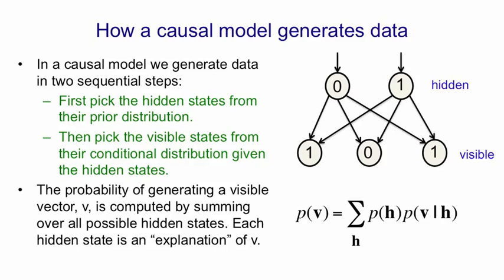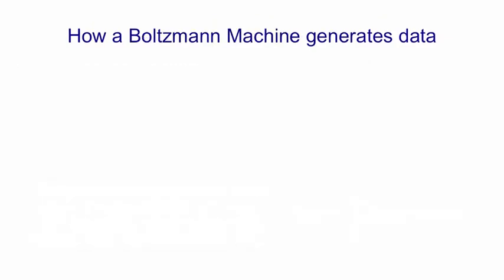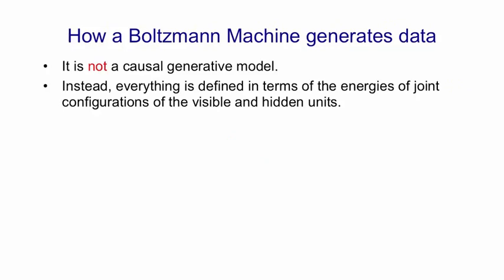Factor analysis, for example, is a causal model that uses continuous variables, and it's probably the most natural way to think about generating data. In fact, some people, when they say generative model, mean a causal model like this. But there's a completely different kind of model. A Boltzmann machine is an energy-based model, and in this kind of model, you don't generate data causally. It's not a causal generative model. Instead, everything's defined in terms of the energies of joint configurations of visible and hidden units.